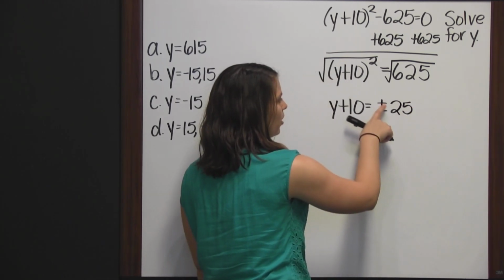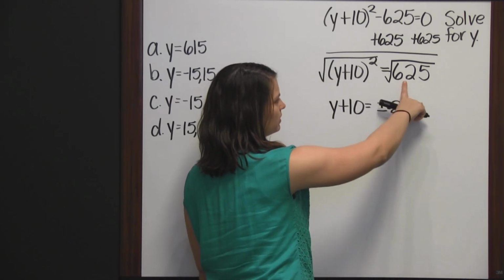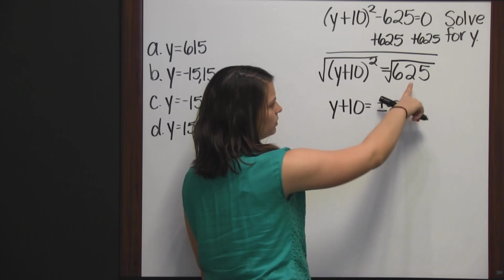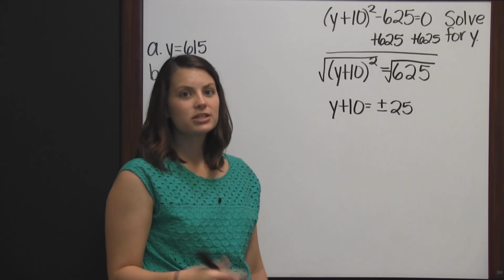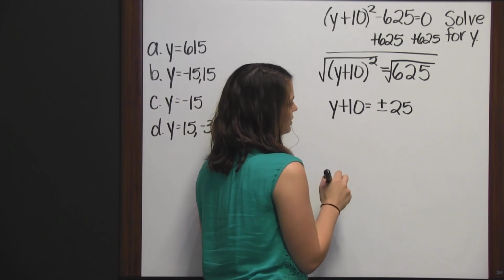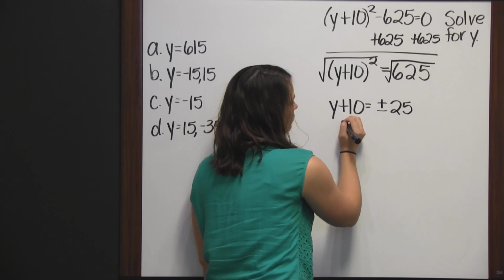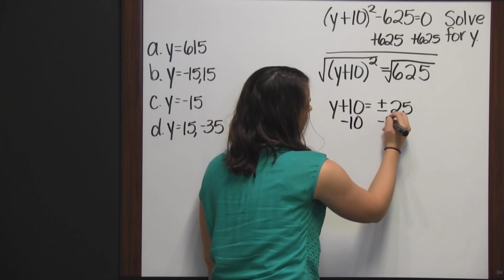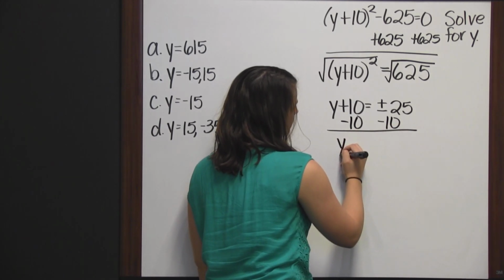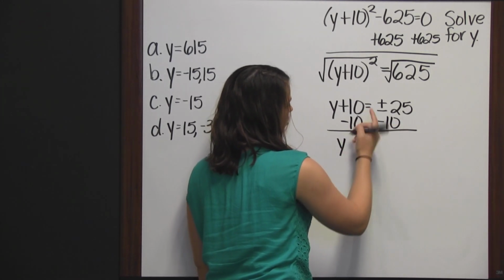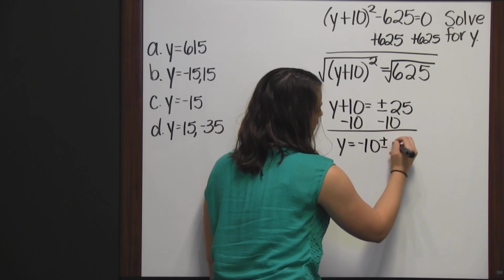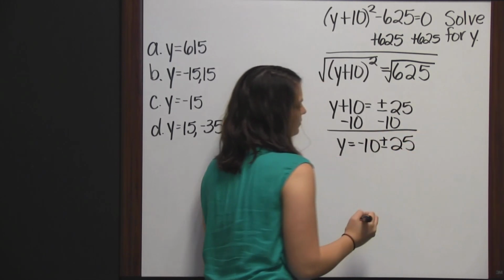And that's because a positive 25 squared would give me 625, but also a negative 25 squared would give me 625. So we really have two answers there. So we write it with a plus or minus. And finally, to solve for y, we need to subtract 10 from both sides. So we have y plus 10 minus 10 is 0, so equals negative 10 plus or minus 25.